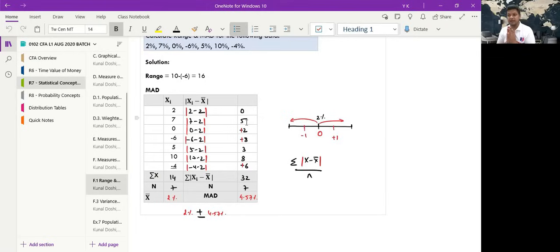So can someone tell me, why did I take the absolute numbers? What would happen if I don't take the absolute numbers? The answer will come to 0. Answer will always come to 0, correct? So therefore, we took the absolute numbers. Now, in absolute numbers, we ignore the sign. Is there any other way of getting rid of this problem of negative? Is there any other way that comes to your mind?